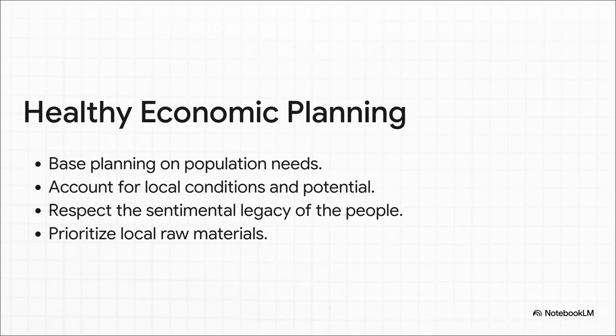So what does healthy planning actually look like? Well, it boils down to four key principles. First, plan for what people actually need. Pretty simple, right? Second, you have to understand your local environment, the soil, the climate, the whole deal. Third, and I find this part fascinating, respect the sentimental legacy of the people. We're talking about their unique culture, their traditions, their history, and finally, the golden rule, prioritize local raw materials, period.